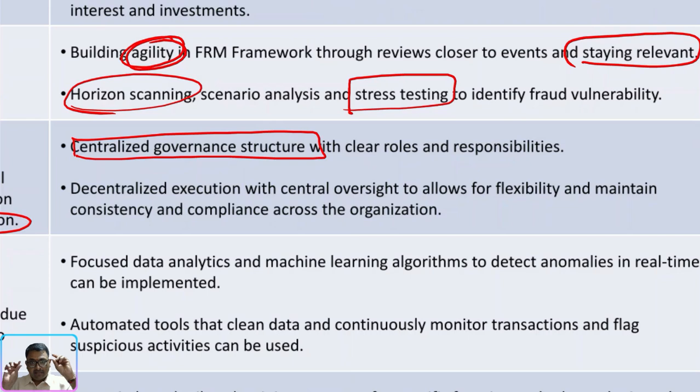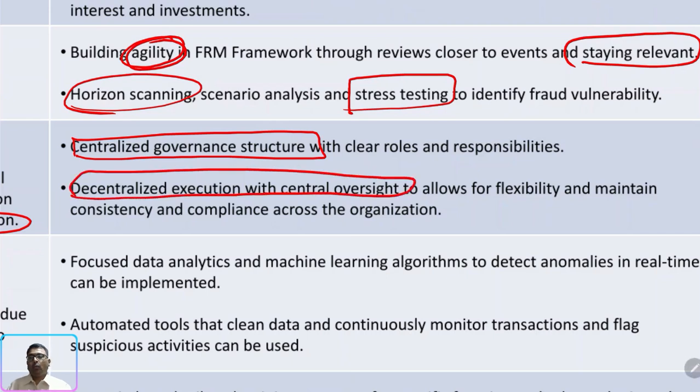As far as the governance structure is concerned, that can be centralized, but the execution and control oversight can be decentralized. Meaning, what is an acceptable control, what is an acceptable deviation has to be centrally aligned and agreed upon, and then that has to be executed, and that execution can be decentralized. And the oversight can also be decentralized. This will allow for flexibility and maintain consistency and compliance across the organization.